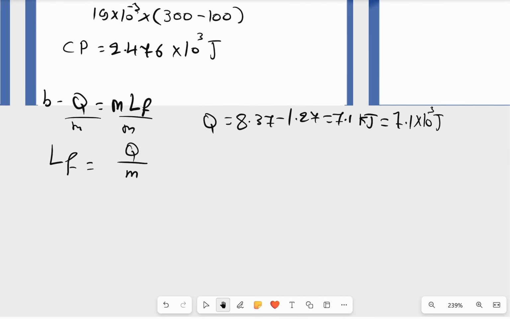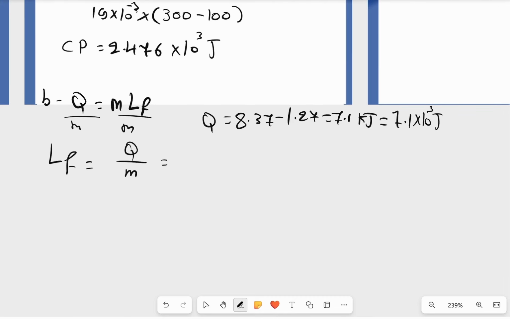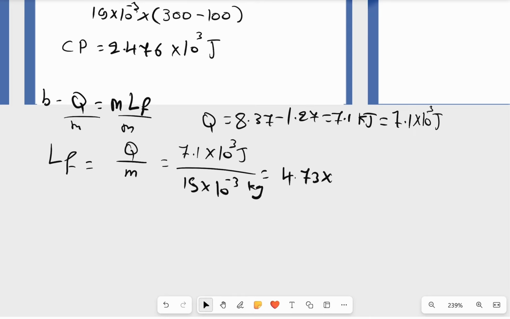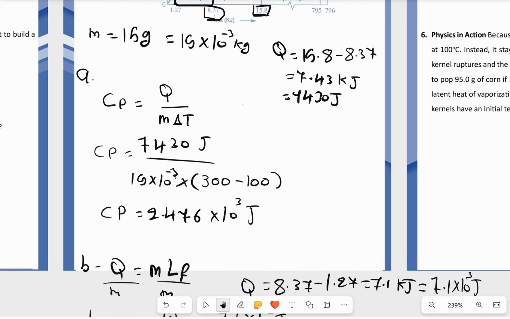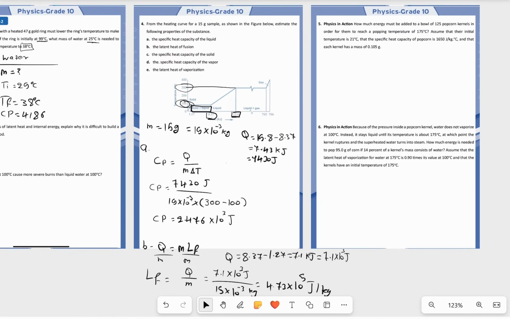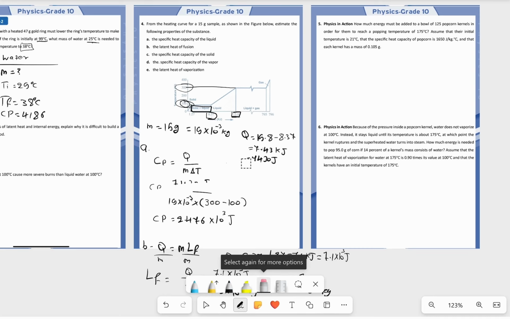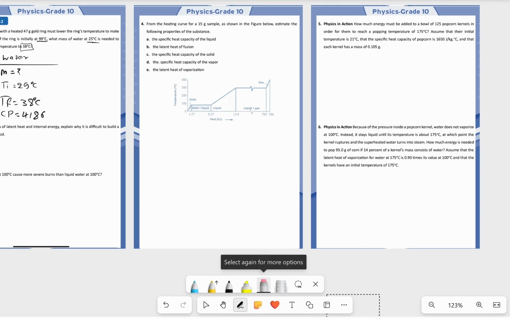Now let's find latent heat. Latent heat is going to be 7.1 times 10 to the power of 3 joules, which is the heat, divided by mass, 15 times 10 to the power of minus 3 kilograms. And we get 4.73 times 10 to the power of 5 joules per kilogram. And that's it. I'm going to erase this. We have C.